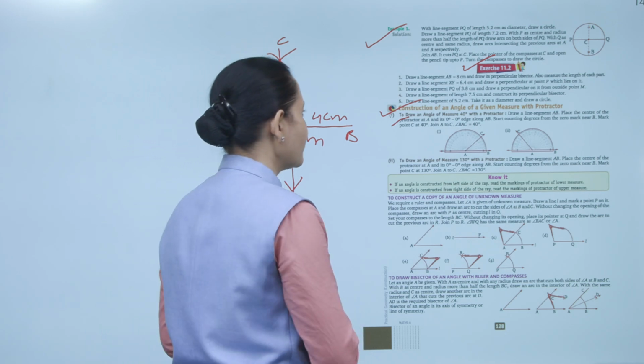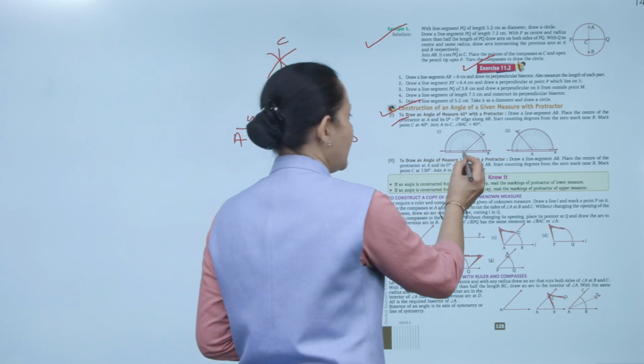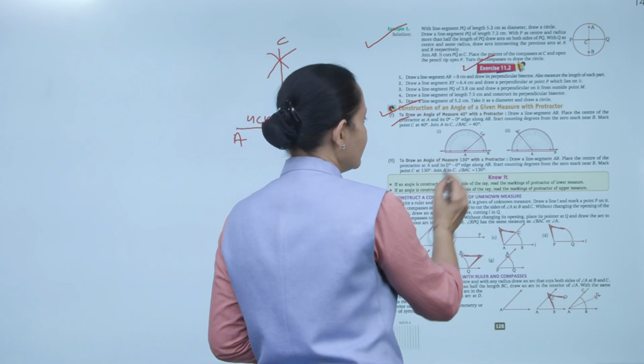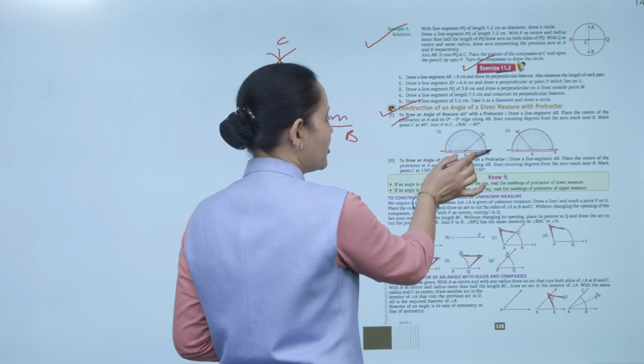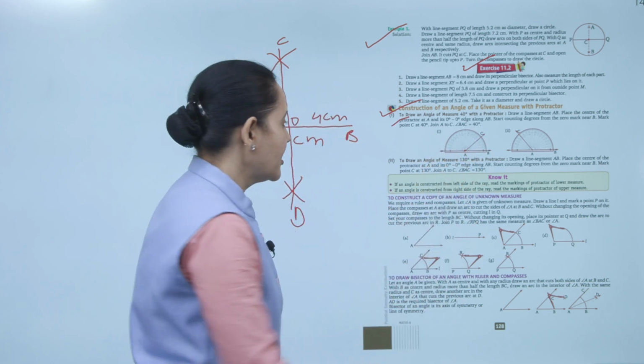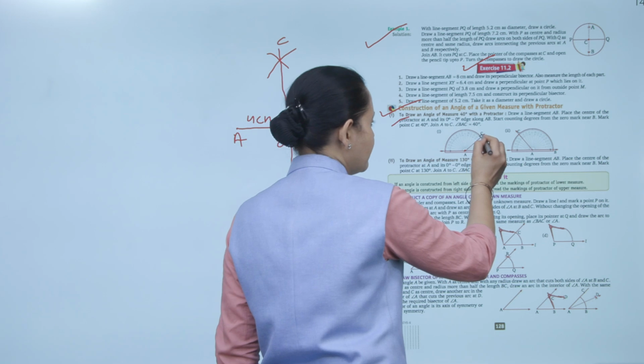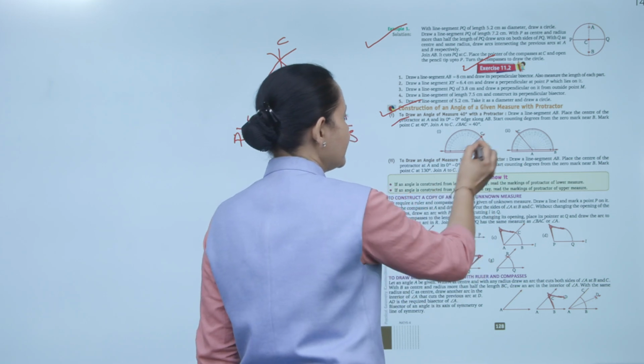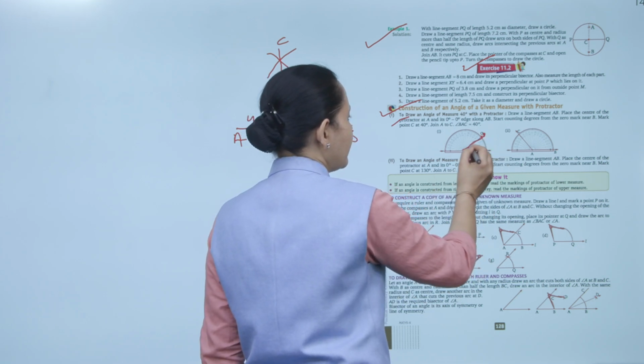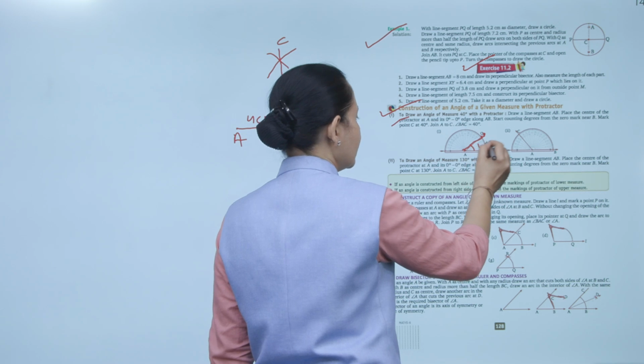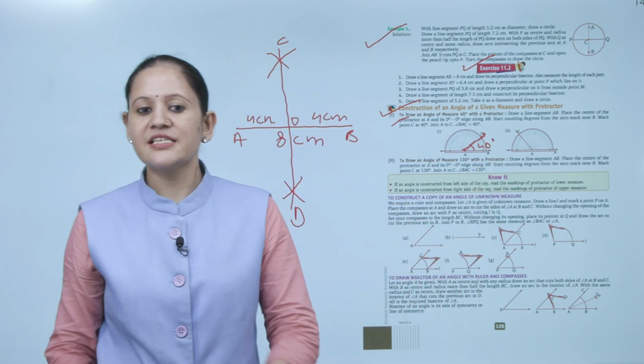So first we will draw a line segment AB, put A at the center of the protractor. Now start from the 0 degree, count till 40 degrees. There we will mark the point C, join AC. So this will be an angle of 40 degrees. Clear? Next is know it.